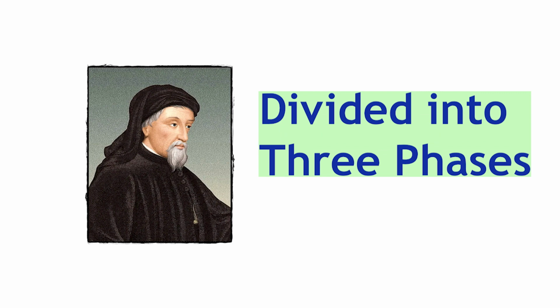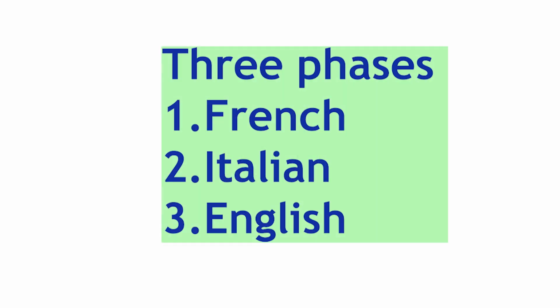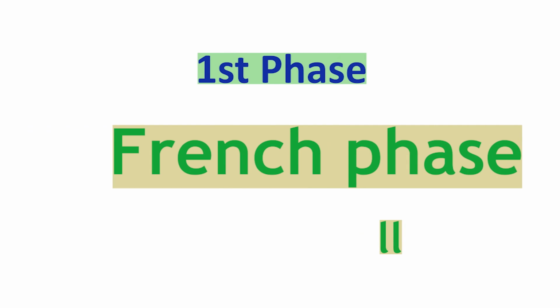Geoffrey Chaucer's literary career can be divided into three distinct phases, each marked by different styles, themes, and influences. These phases are often referred to as the French, Italian, and English phases. Let's explore each phase in more detail. The first phase is the French phase.